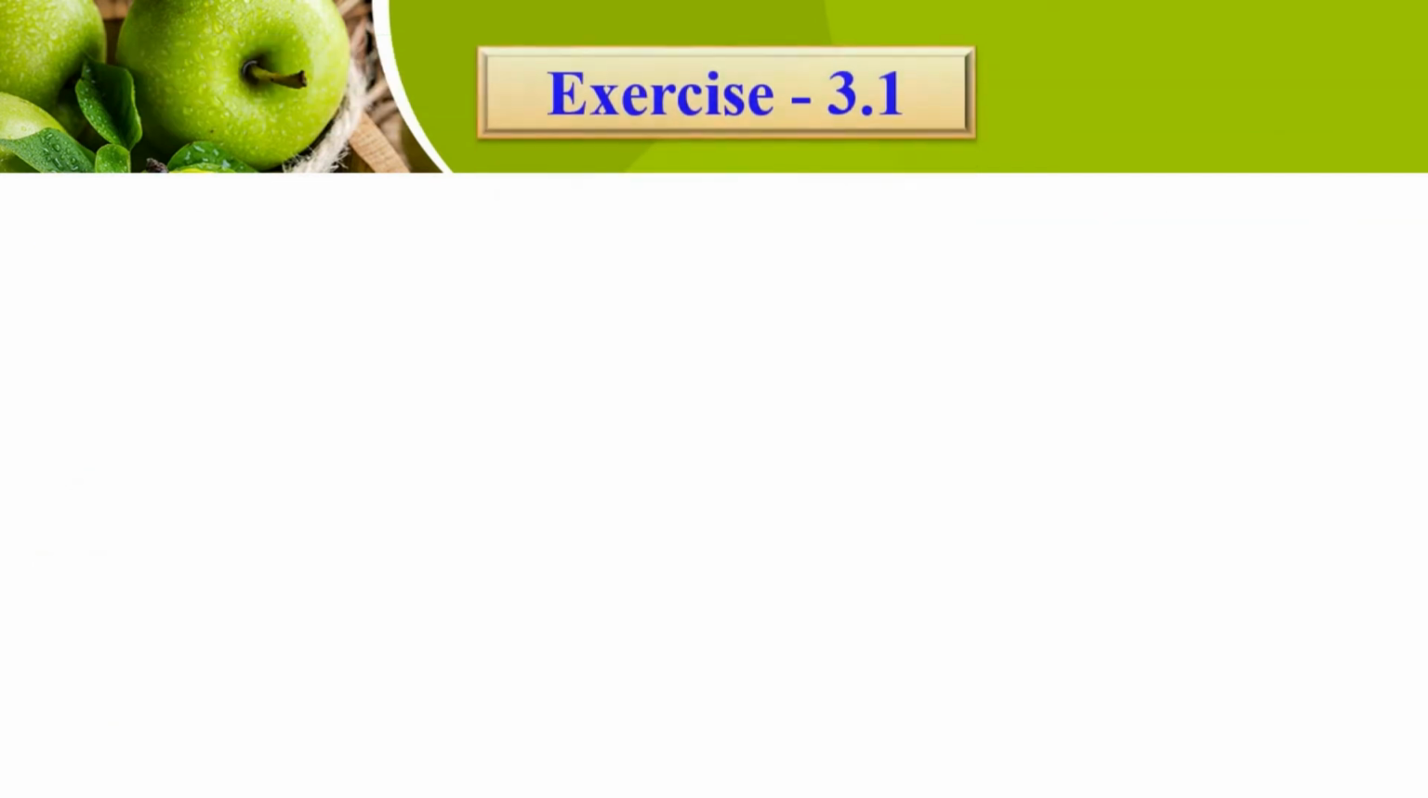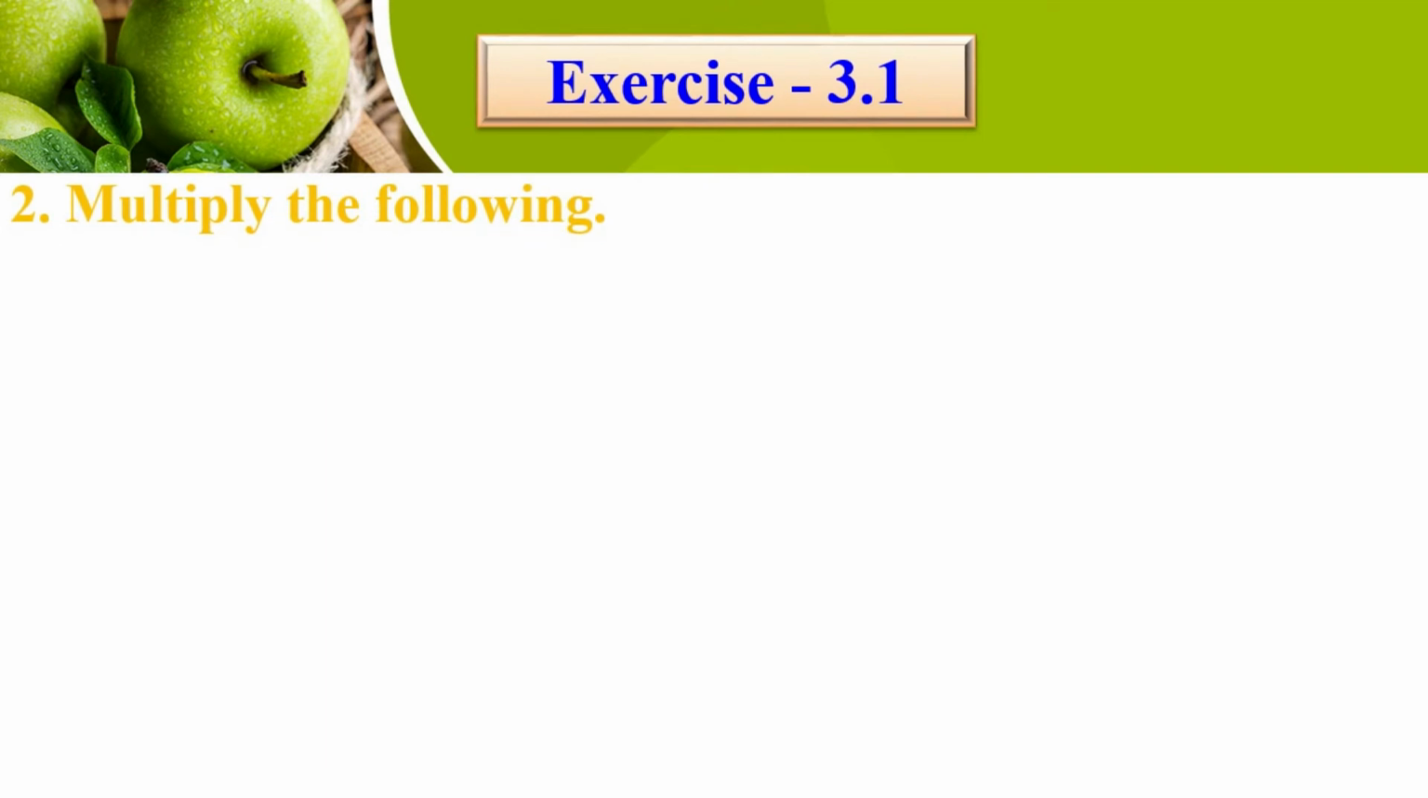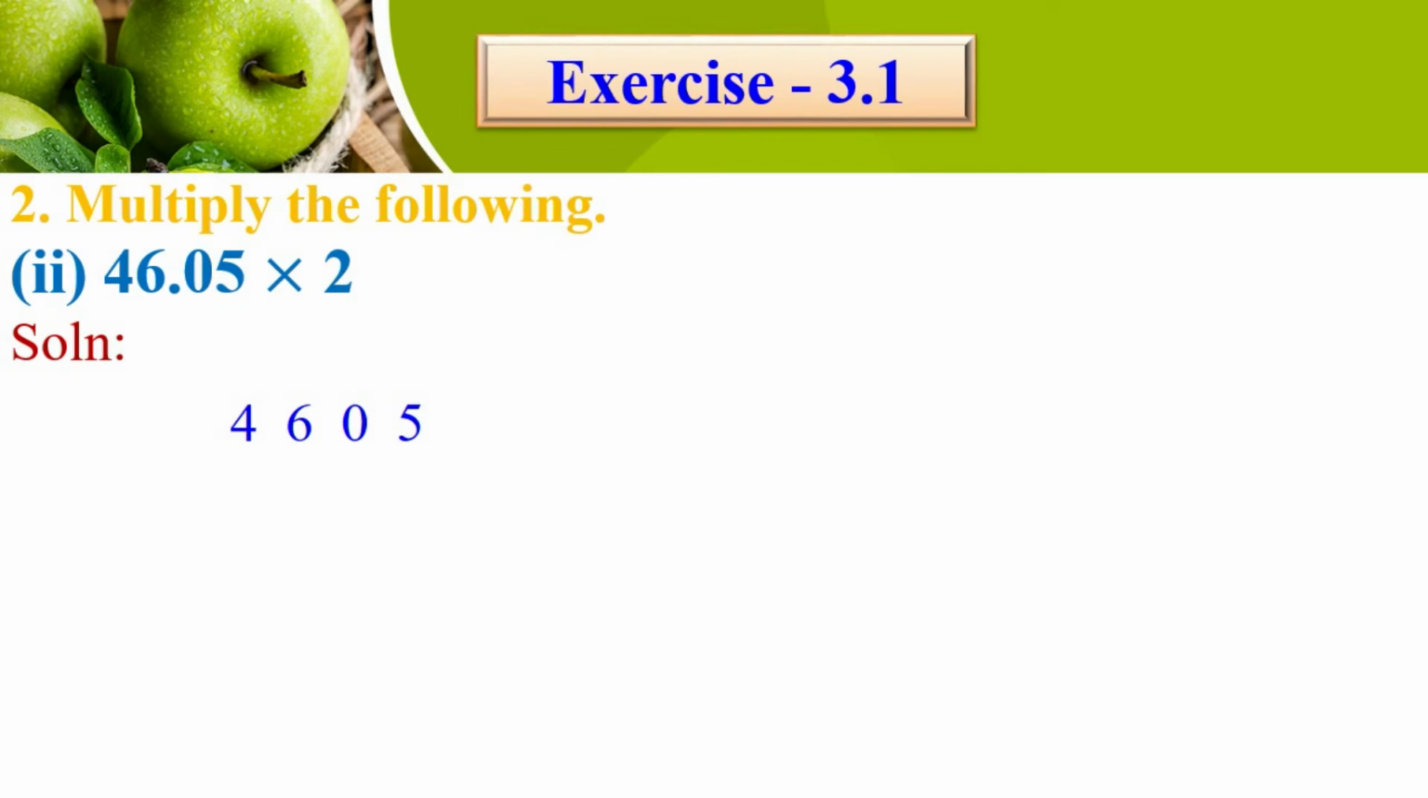Let's see exercise 3.1. Second Roman, multiply the following. Second question: 46.05 multiplied by 2. Let us find the solution. Here 46.05 is a decimal number, 2 is a whole number. The first step, ignore the points. We get 4605 multiplied by 2.